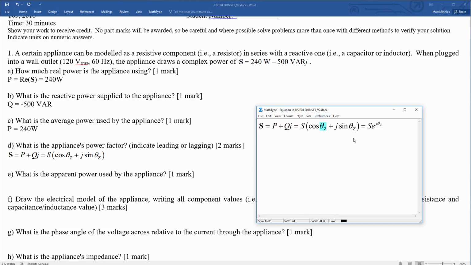So once we've got the complex power, you can rearrange and say, all right, tan theta Z would be equal to sin theta Z over cos theta Z, which is what you'd get multiplying each by S, and that is just Q over P. So you can get theta Z by taking the arctan of Q over P. And then once you've got that, you take the cos of that in order to get the power factor.